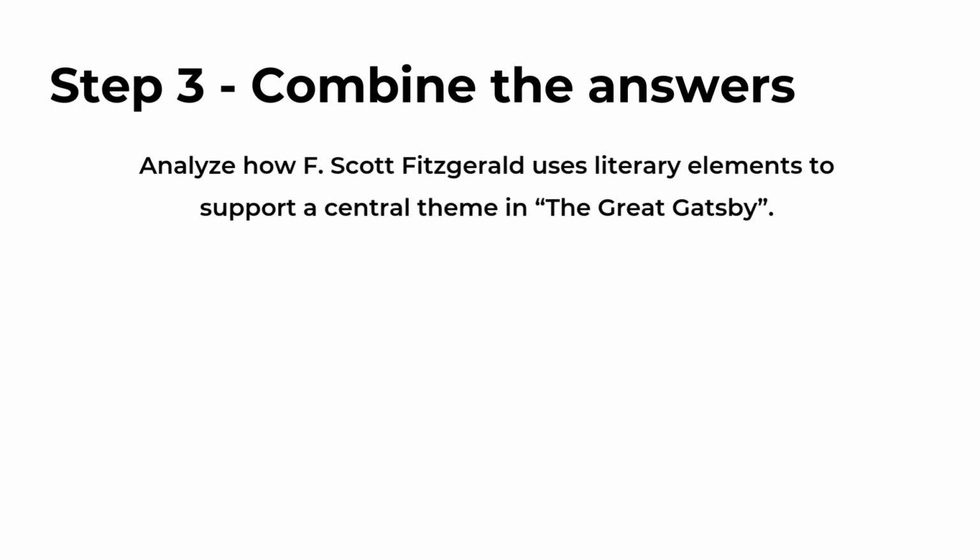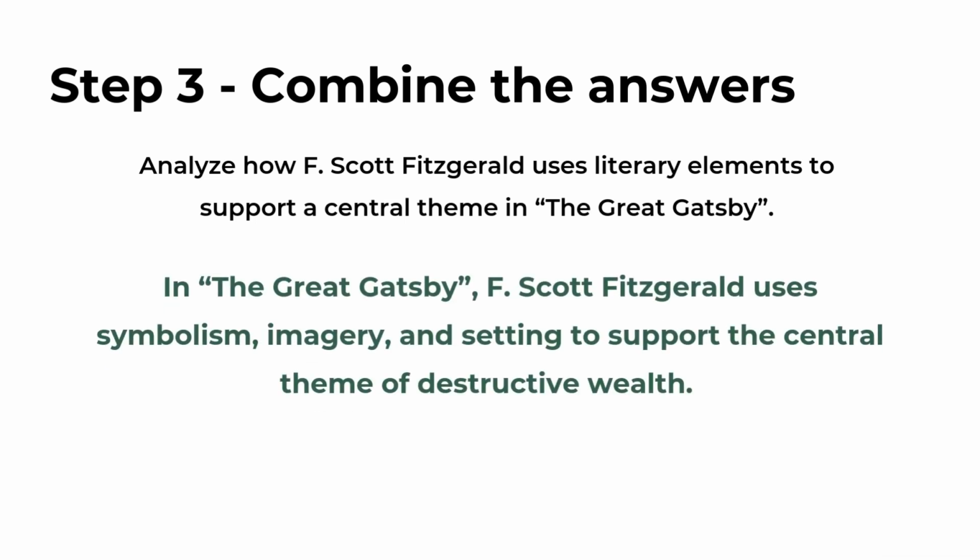a full thesis statement. Looking at the prompt again, we must analyze how F. Scott Fitzgerald uses literary elements to support a central theme in The Great Gatsby. We can answer this prompt by saying, in The Great Gatsby, F. Scott Fitzgerald uses symbolism, imagery, and setting to support the central theme of destructive wealth.